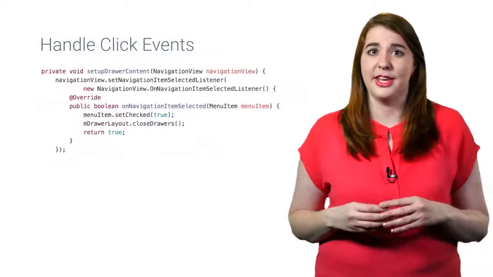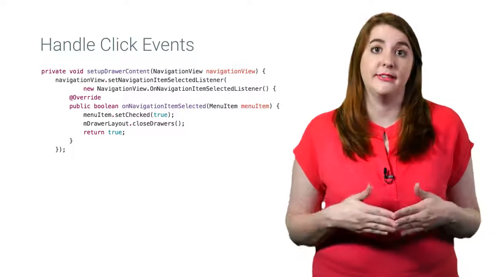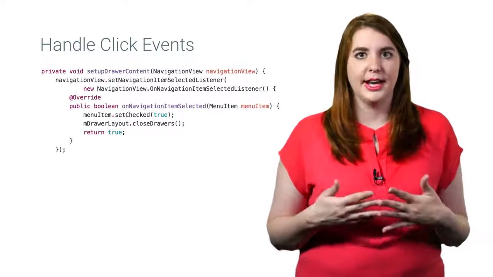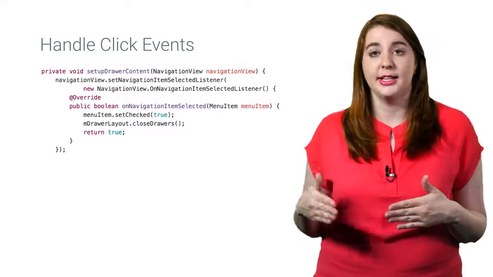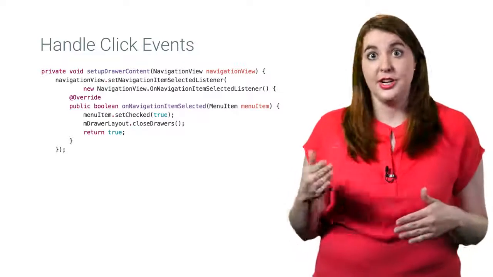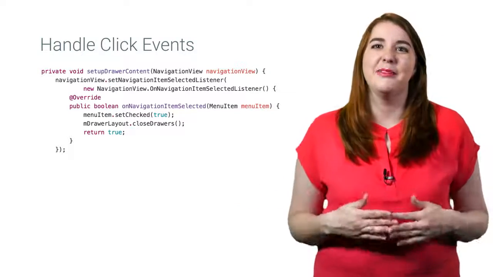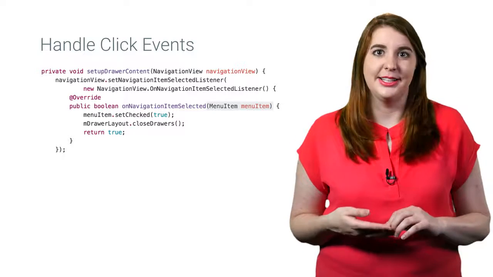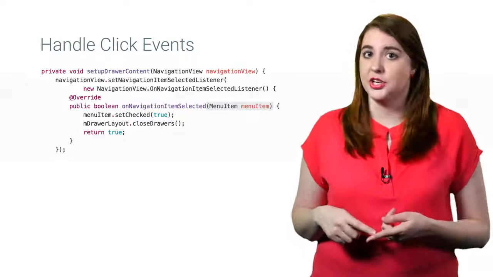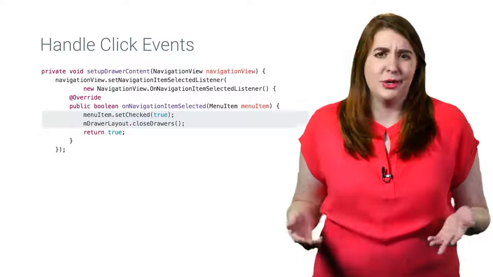Now that you have your list of navigation items, you'll need to respond to click events. You'll get callbacks on selected items by setting an onNavigationItemSelectedListener using setNavigationItemSelectedListener. This callback provides you with the menu item that was clicked, allowing you to handle selection events, change the check status, load new content, and so on.